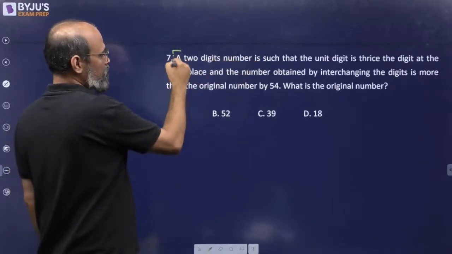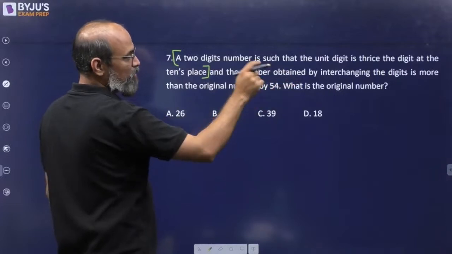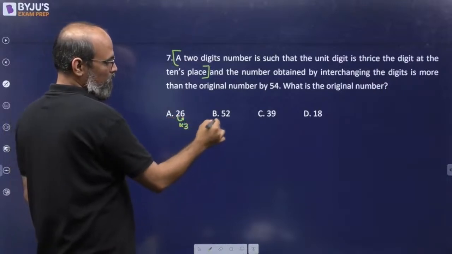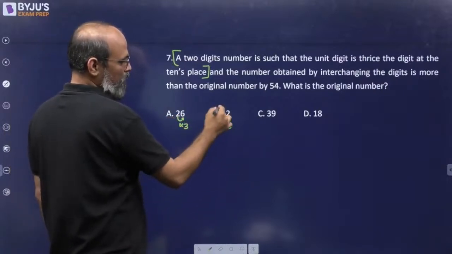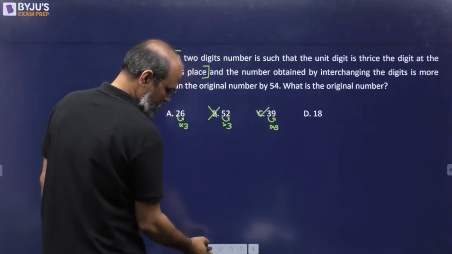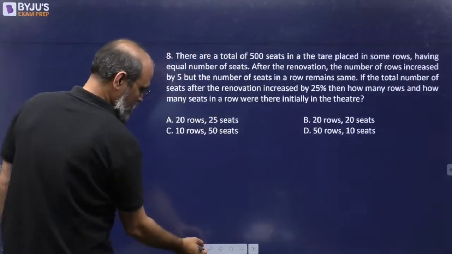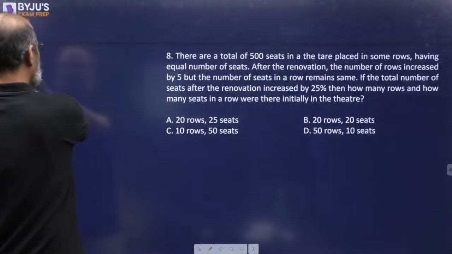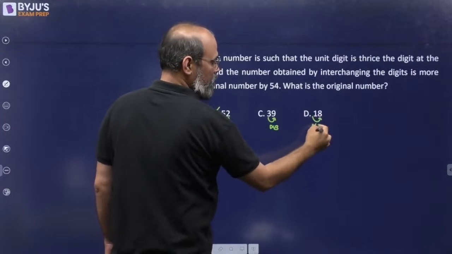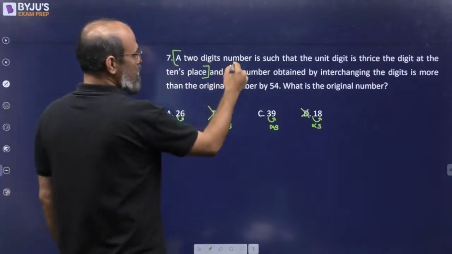पहला स्टेटमेंट देखते हैं. पहले स्टेटमेंट का फर्स्ट पार्ट. So a 2-digit number is such that the unit digit is thrice the digit at the tens place. यूनिट डिजिट इसका 3 टाइम्स है, बिल्कुल है. यूनिट डिजिट इसका 3 टाइम्स है, बिल्कुल नहीं है. यहां पे बिल्कुल नहीं है. So answer is going to be among A and C.